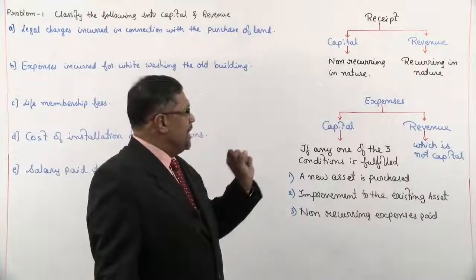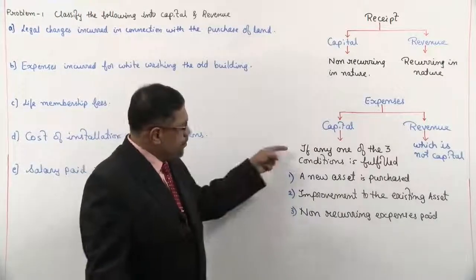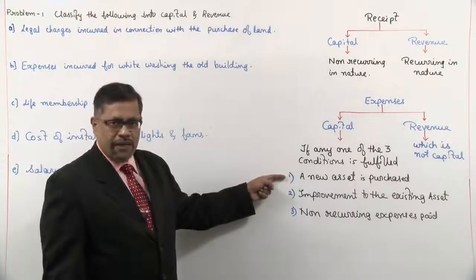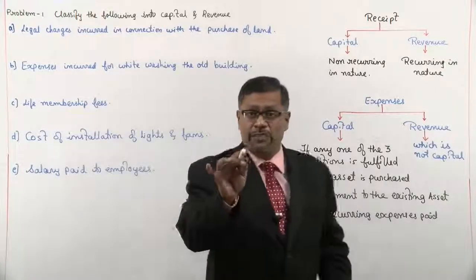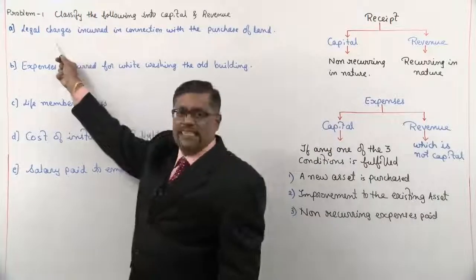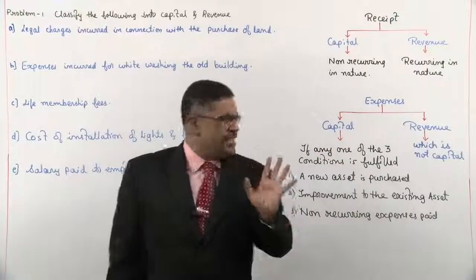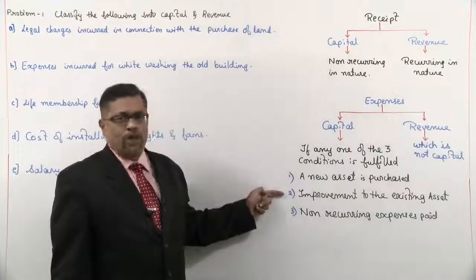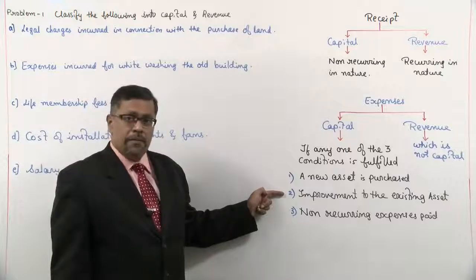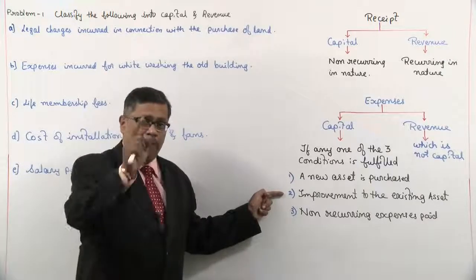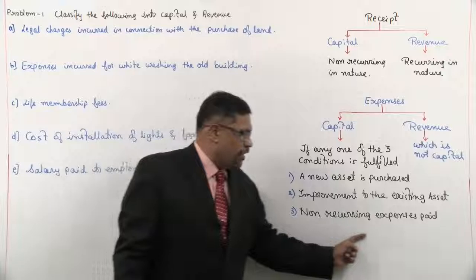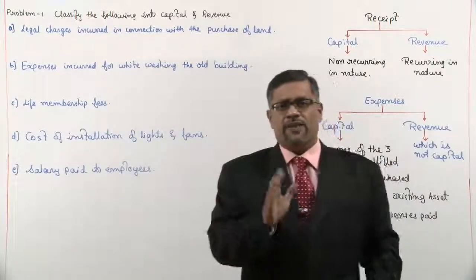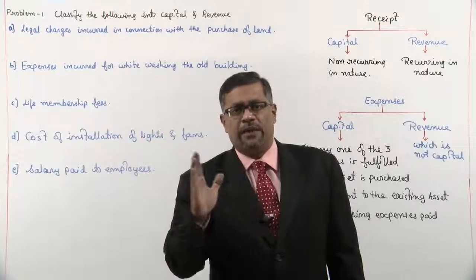So let's see, is it capital or revenue? If any one of these is fulfilled, a new asset is purchased. We are not concerned with the new asset purchase, we are concerned with legal charges. Just by paying legal charges, a new asset does not come into existence. It is not improvement to the existing asset. But legal charges are paid only once, so it is a non-recurring expense. Since it is a non-recurring expense, it is called a capital expenditure.